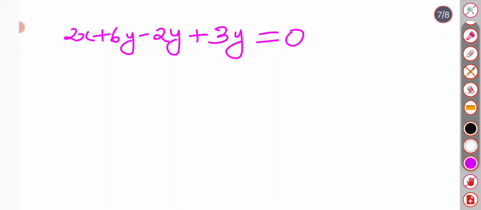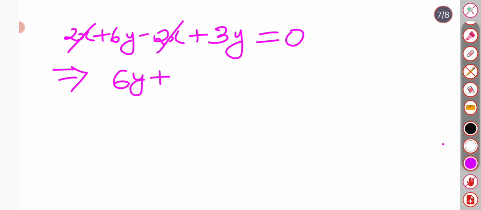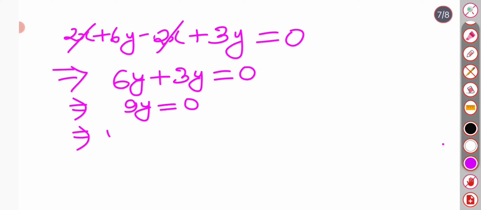Sorry, this should be 2x, not 2y. Now if you compare, the 2x gets cancelled, it is eliminated. So what remains is 6y plus 3y equal to 0. 6 plus 3 is 9, so 9y equal to 0. Ultimately y is 0 divided by 9, so the value of y is 0. Okay, we got the value of y as 0.